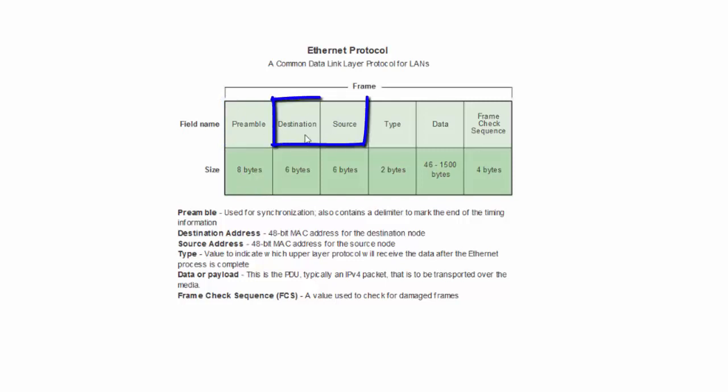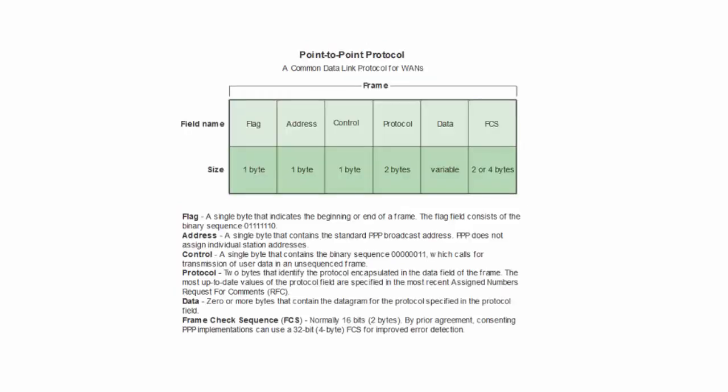The two types of address for the destination and source, each is 6 bytes to represent the MAC address, and there is the type field, which again indicates the higher layer protocol from the network layer, and of course the data, which ranges in terms of size from 46 all the way to 1500 bytes, and finally we have the frame check sequence for error detection.